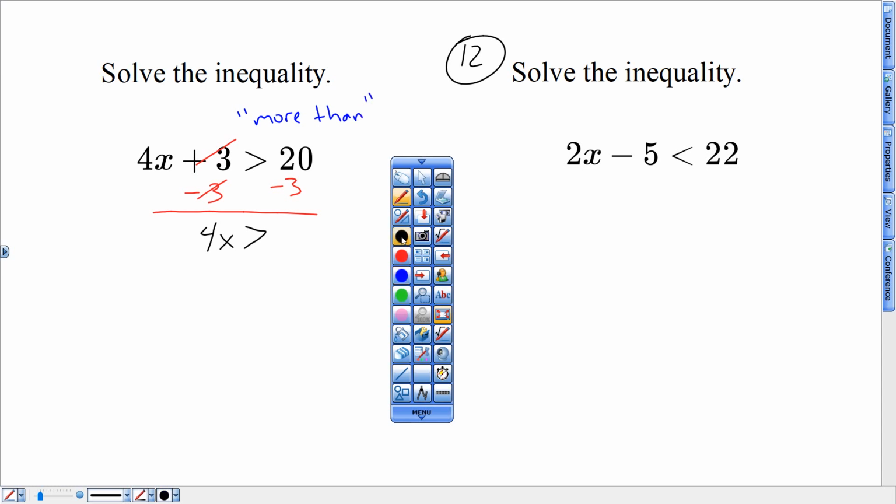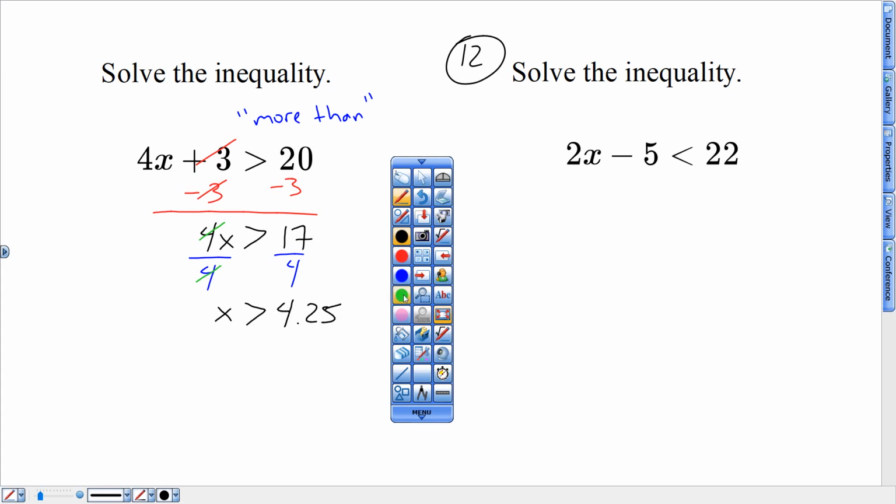20 minus 3 is 17. And then right there, the opposite of timesing by 4, dividing by 4, which will make these cancel away, and gives me the answer for x. All numbers more than, and if I do 17 divided by 4 on my calculator, all numbers more than 4.25.